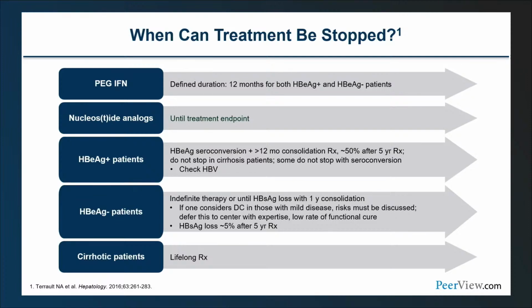Our nucleotide and nucleoside analogs, their treatment endpoints are e-antigen seroconversion. In those individuals that start at e-antigen positive and go e-antigen negative, then you really should have hesitancy stopping these, and especially do not stop a cirrhotic. But if you've had long-term suppression, you can stop a patient with close monitoring, although they often relapse and require retreatment. If they lose surface antigen, which does not occur very often, then you can give them a year of consolidation and again consider treatment discontinuation.